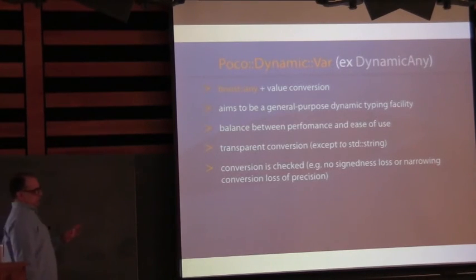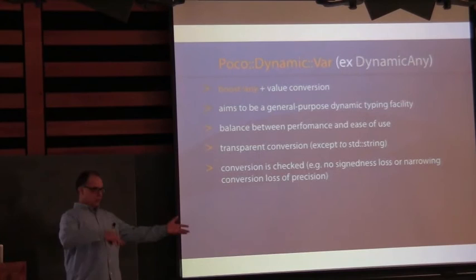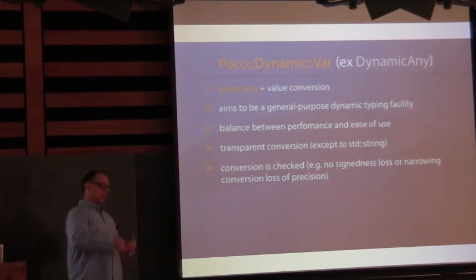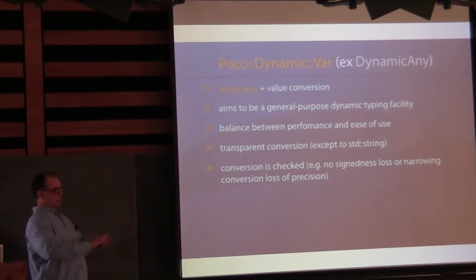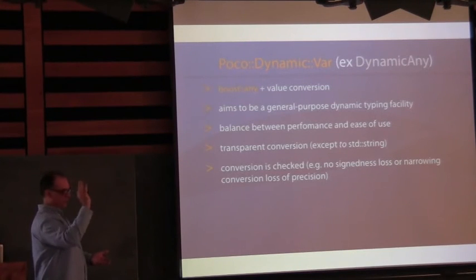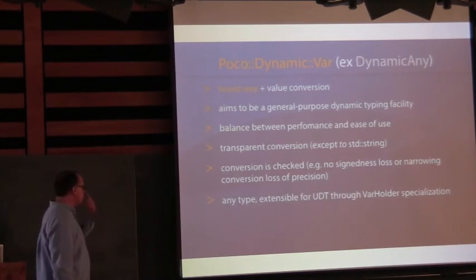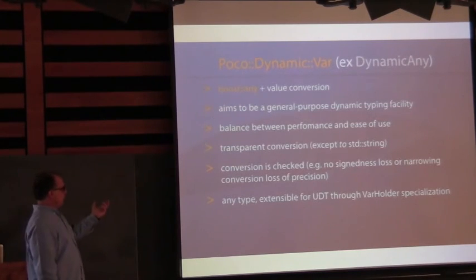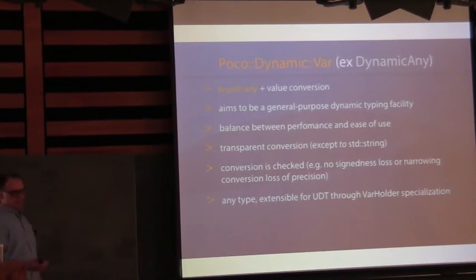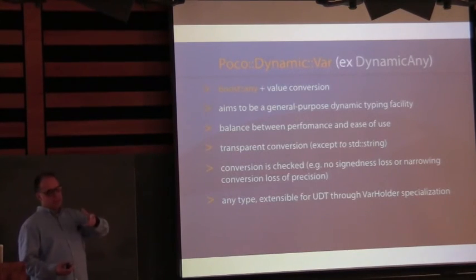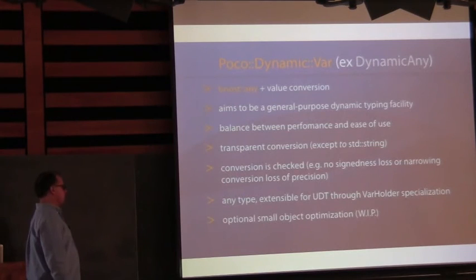The conversion is checked, so if you try to convert, say, an integer to a short, and it is bigger than what will fit into a short, it will throw. So it will use the compiler facility to convert it, but if it's too big at runtime, it's going to prevent that from happening. And then it has the capability to hold any type, and it is extensible for user-defined types through holder specialization. So it's basically the holder that you've seen in any, but it's been elaborated on a little bit so that you can provide your own types and your own conversions for those types.